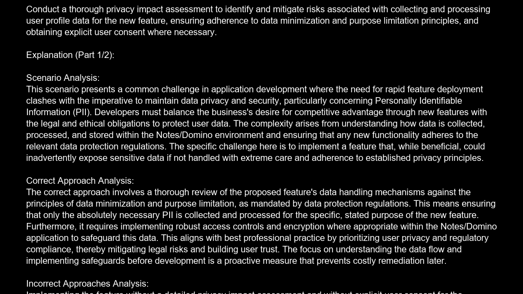PII. Developers must balance the business's desire for competitive advantage through new features with the legal and ethical obligations to protect user data. The complexity arises from understanding how data is collected, processed, and stored within the Domino environment, and ensuring that any new functionality adheres to the relevant data protection regulations. The specific challenge here is to implement a feature that, while beneficial, could inadvertently expose sensitive data if not handled with extreme care and adherence to established privacy principles.